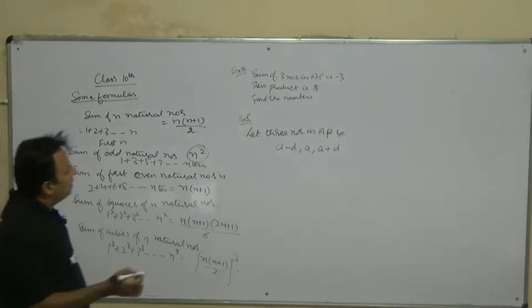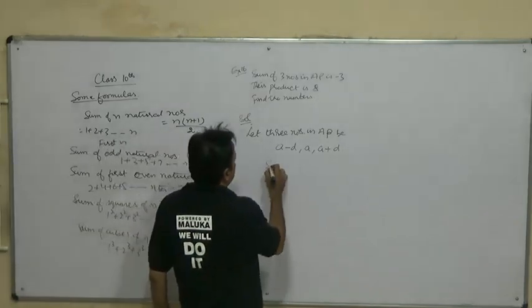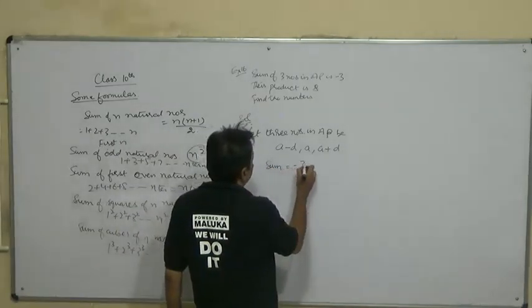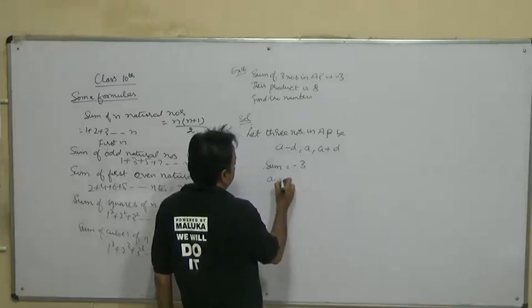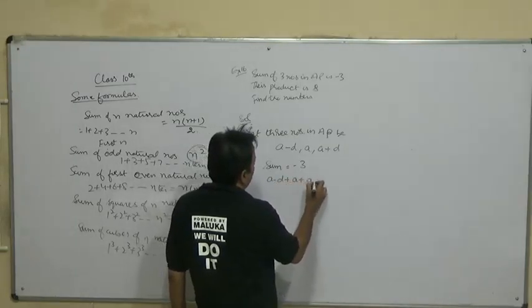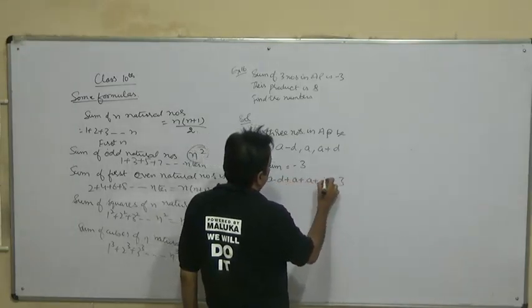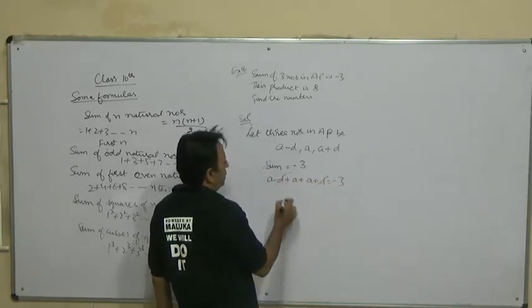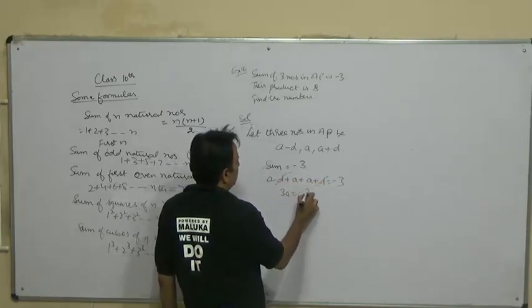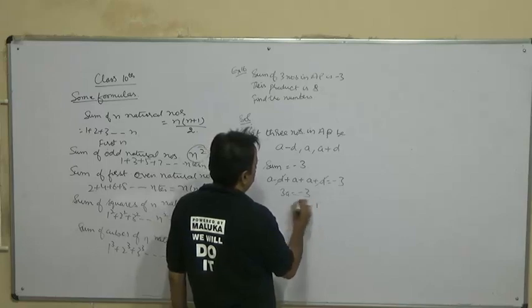We are given the sum is equal to minus 3. So A minus D plus A plus A plus D is equal to minus 3. D cancels with minus D. 3A is equal to minus 3. A is equal to minus 1.